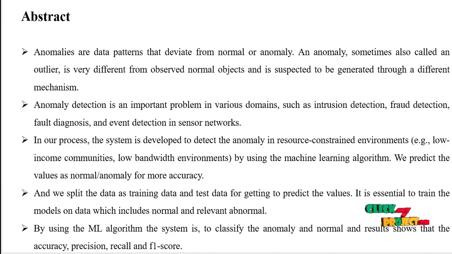In our project, the system is developed to detect anomalies in resource-constrained environments, for example, low-income communities and low-bandwidth environments. By using a machine learning algorithm, we predict the values as normal or anomaly with higher accuracy. We split the data into training data and test data for prediction. It is essential to train the models on data which includes both normal and relevant abnormal samples. Using the ML algorithm, the system classifies anomaly and normal, and the results are measured by accuracy, precision, recall and F1 score.